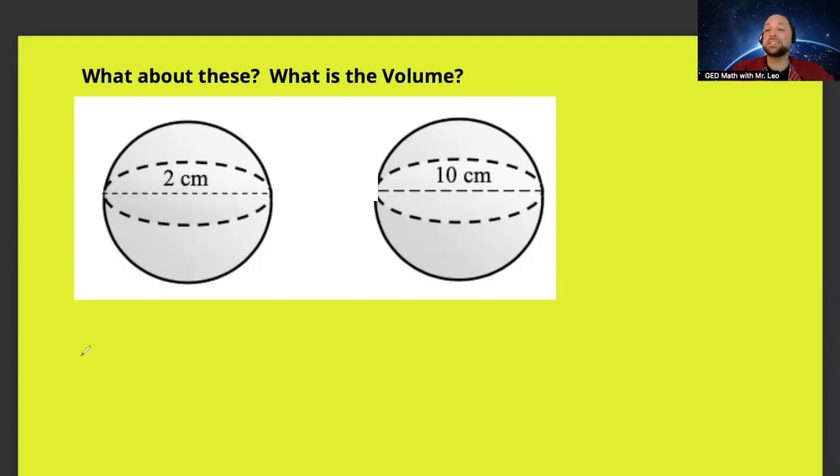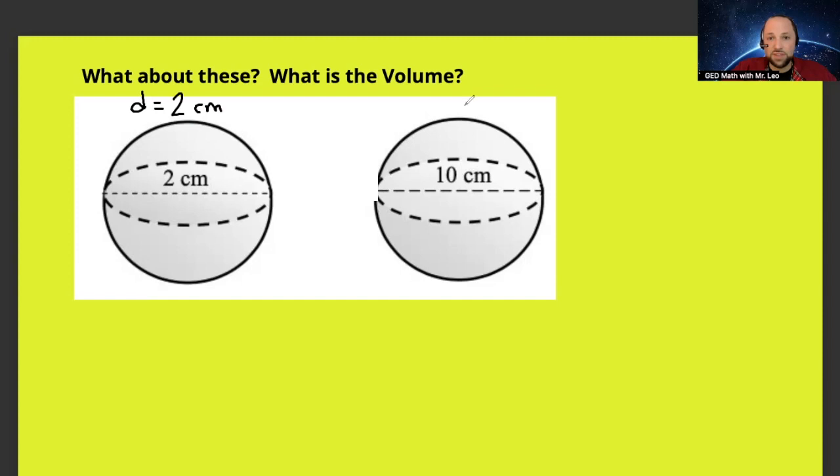All right. Last 2 problems of the day. What about these? What is the volume? So tell me, what information do we know? This first one, it is a sphere. We can see that because of these curved lines trying to indicate that it has depth, that it's 3-dimensional and physical. The 2 centimeters looks to be labeling this line crossing the figure. I would call that a diameter. This would be diameter is 2 cm.